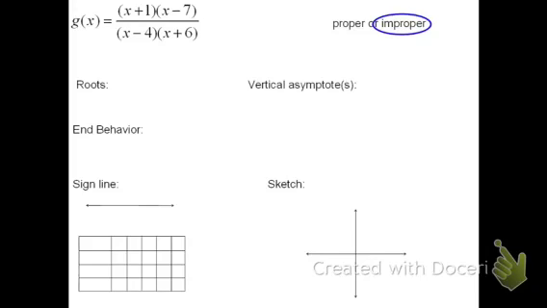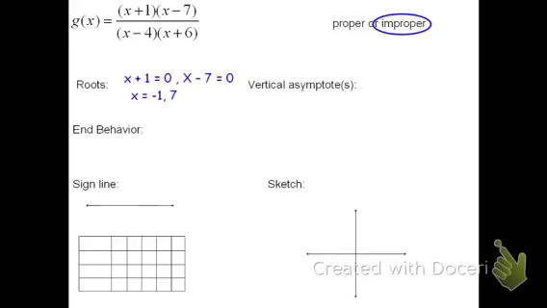To find the roots, we're going to set the numerator equal to 0 and solve it. So x plus 1 equals 0 or x minus 7 equals 0, meaning we have two roots. X is negative 1 and x is positive 7. Because these are both real roots, we know we have two x-intercepts, negative 1, 0, and 7, 0.